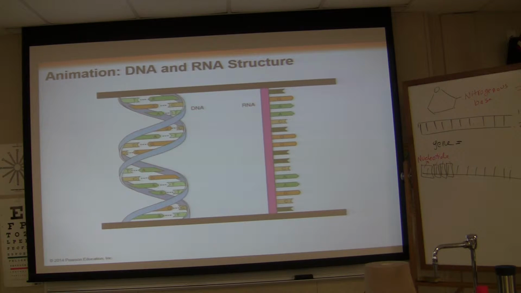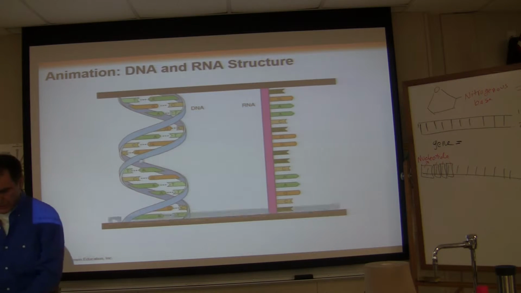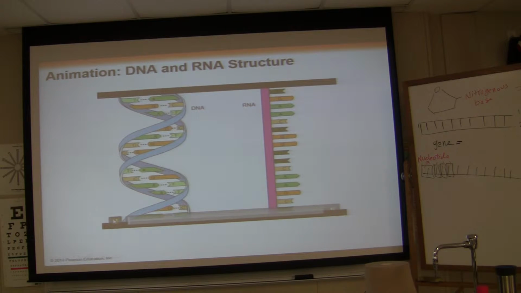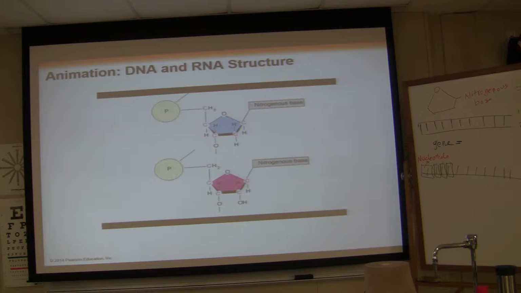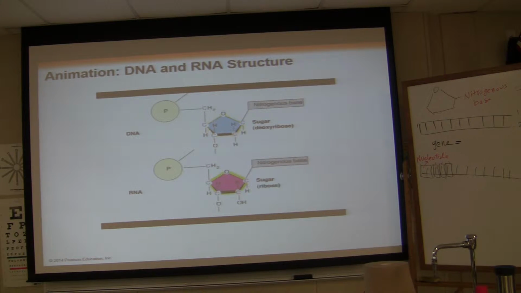Here is animation. Let's see what the animation has to say. You're almost done. DNA and RNA are nucleic acids, polymers made of subunits called nucleotides. One difference between DNA and RNA is the type of sugar their nucleotides contain. DNA contains the sugar deoxyribose, while RNA contains the sugar ribose. Ribose has one more oxygen atom than deoxyribose.